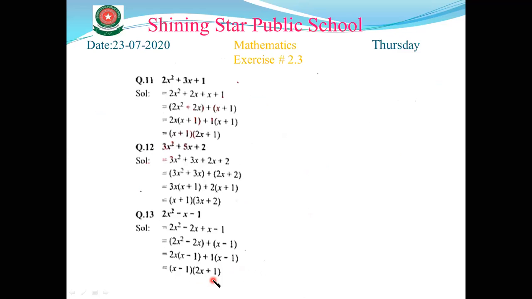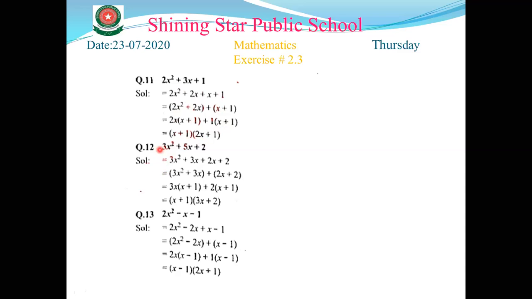Okay. Now in this question, 2 multiply 1, 2. So we have to find two numbers. If we multiply them, we must get 2. Now 2x plus 1. From first two terms, we take the common 2x. Here is x plus 1. From next two terms, we take the common 1. So it becomes x plus 1. x plus 1 multiplied 2x plus 1 is your required answer of the question number 11.